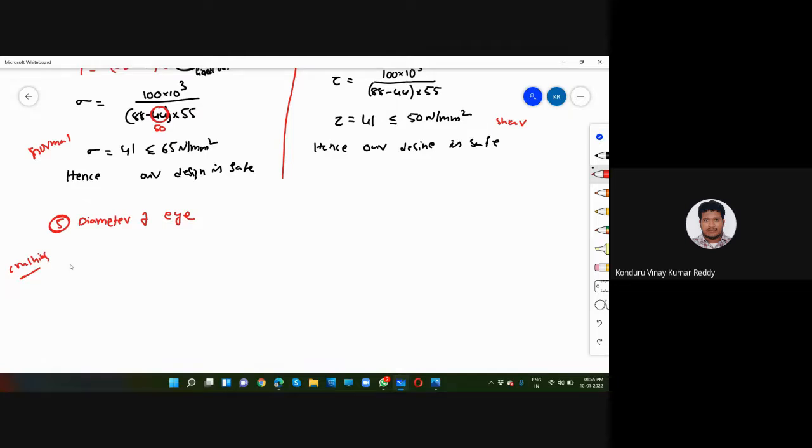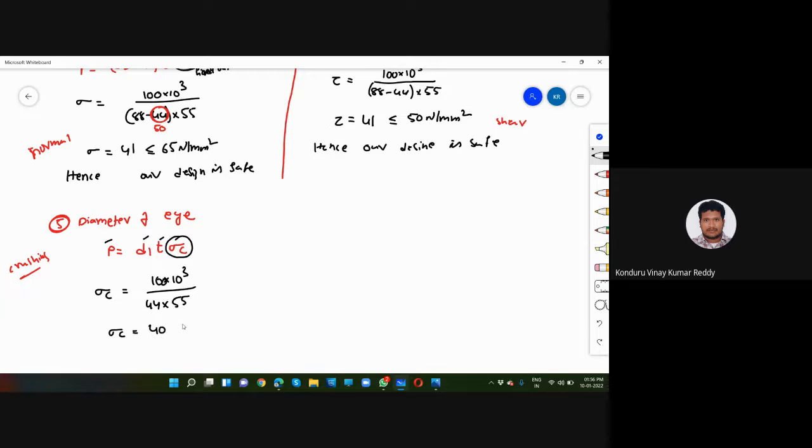Crushing formula over here, it is P is equal to D1 T sigma C. Here we know D1 value, we know T value, we know P value, we even know sigma C value also. But we have to find out sigma C value only. Thereby, sigma C is equal to 100 into 10 to the power of 3 by d1 value. Either you can consider according to your comfort, it may be 50 or 44, into t value. T value, I think we have already found out, that is 55. Just find out this answer. This answer will be 40, definitely 40.